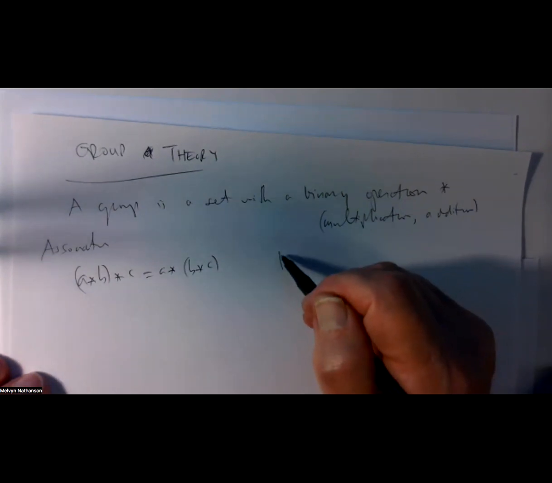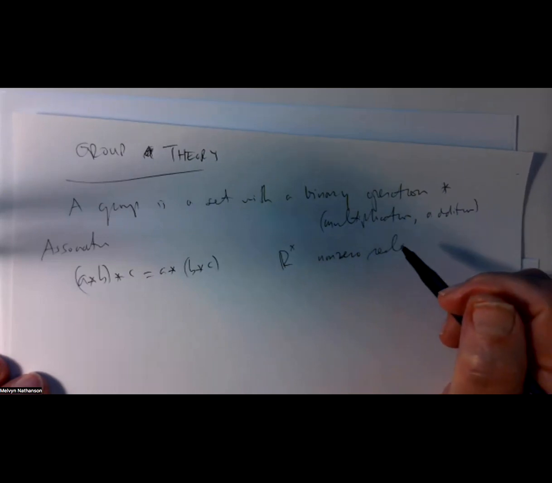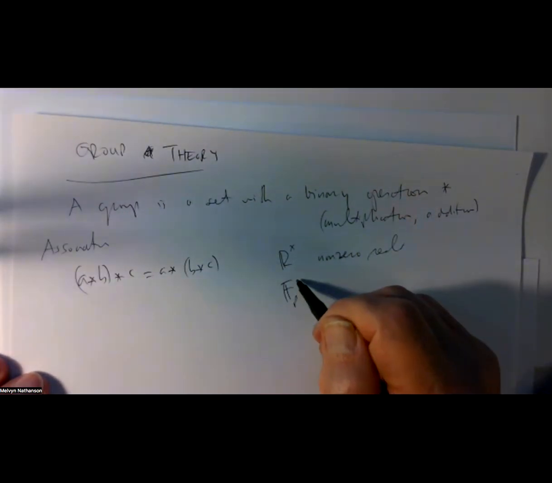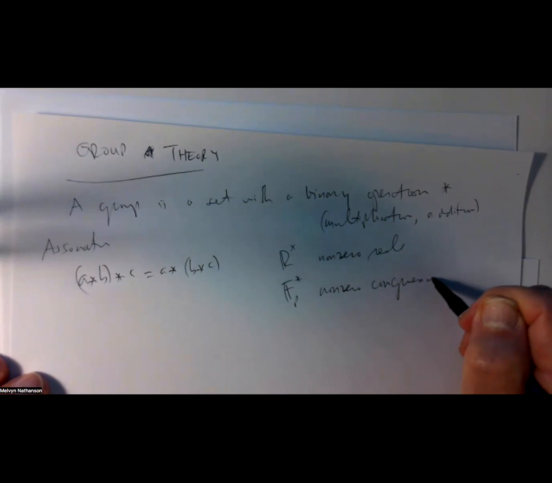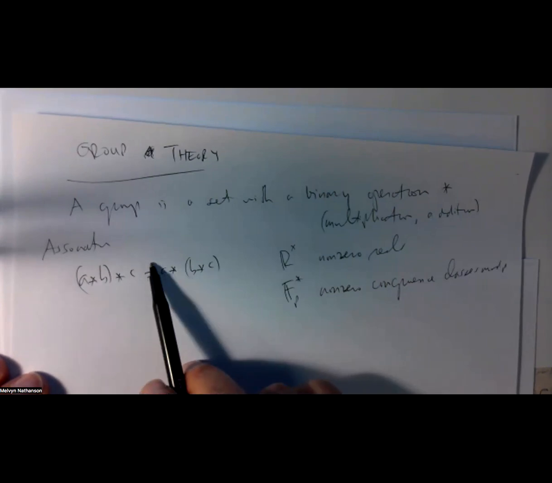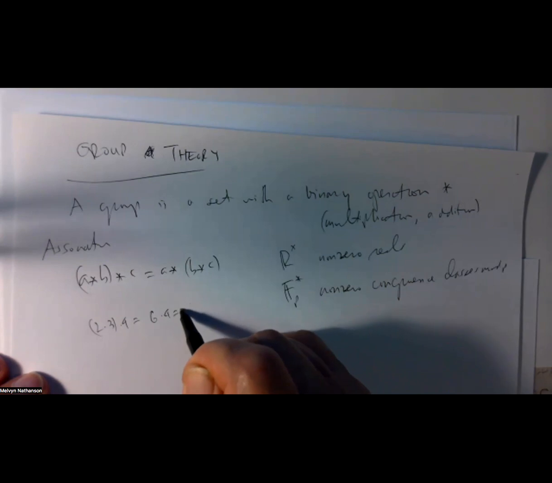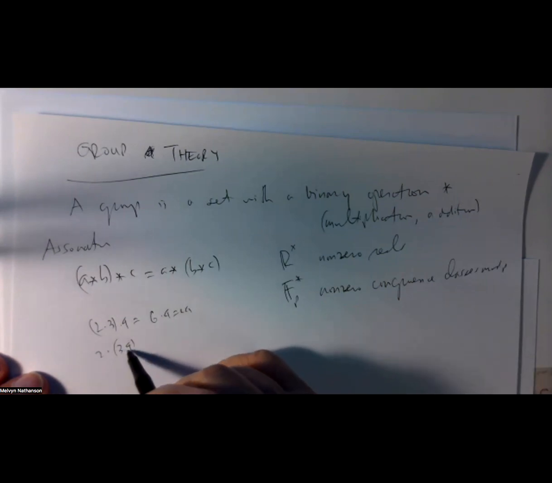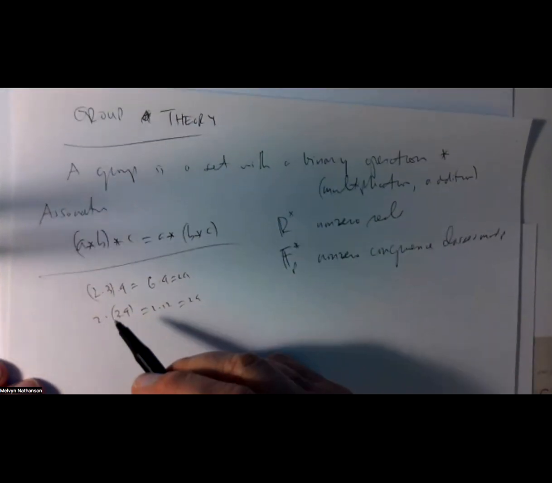So for example, if you think of the non-zero real numbers with ordinary multiplication, or F_P star, the non-zero congruence classes mod P, these properties are satisfied, right? 2 times 3 times 4 is 6 times 4, or 24. 2 times 3 times 4 is 2 times 12, or 24. It's the same thing. So multiplication is associative.